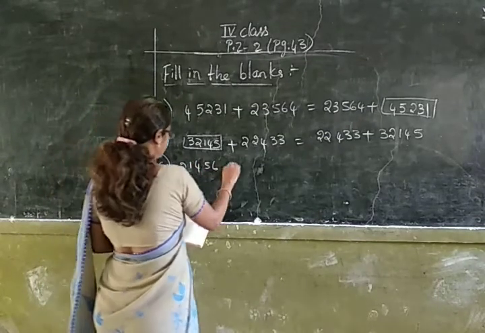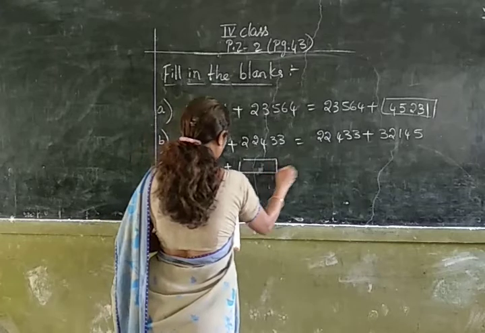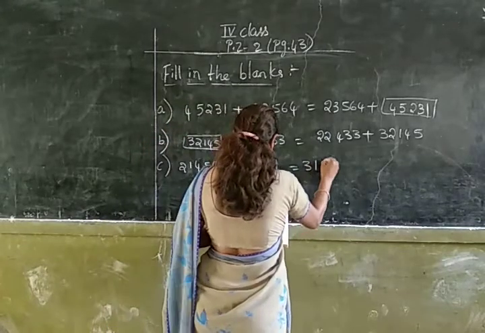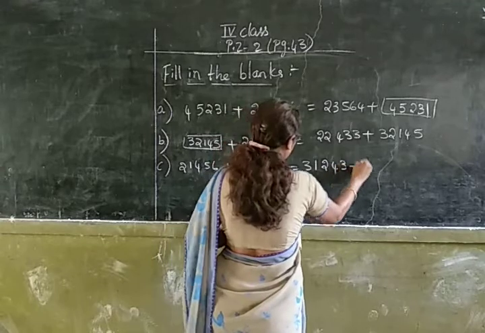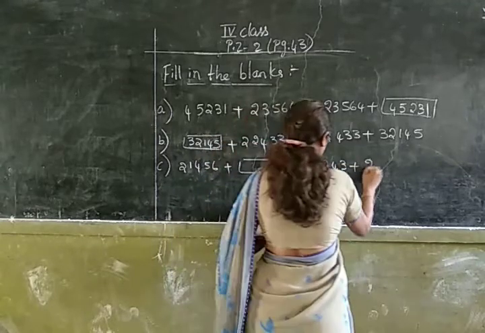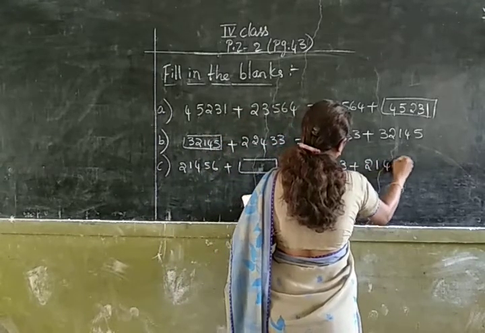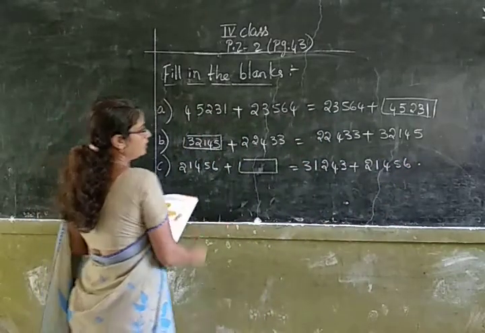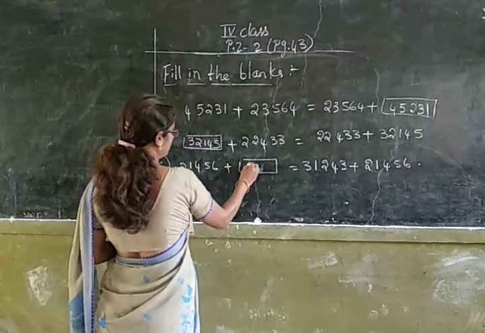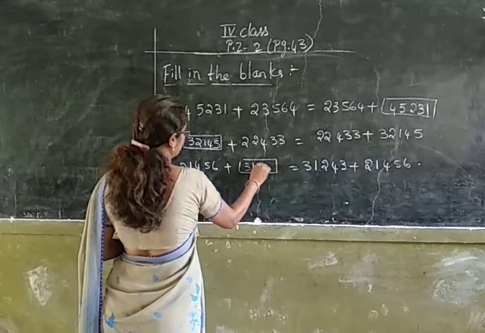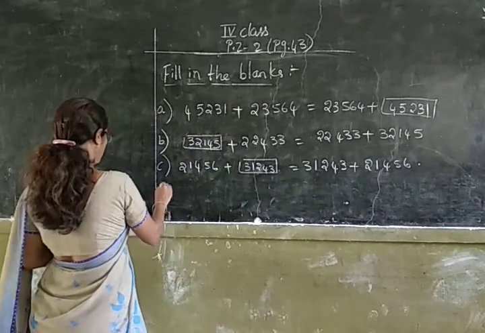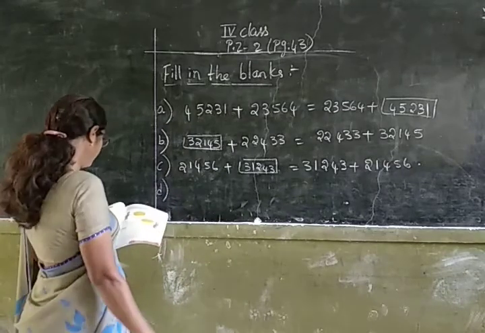21,456 plus blank is equal to 31,243 plus 21,456. So according to the commutative property, here we get 31,243. Okay children, next D sum.